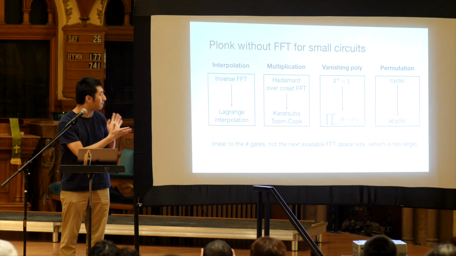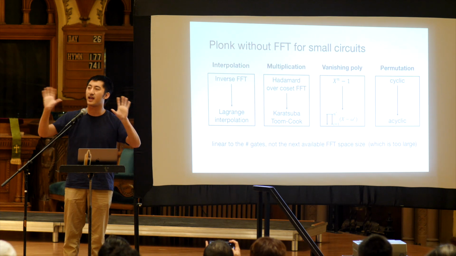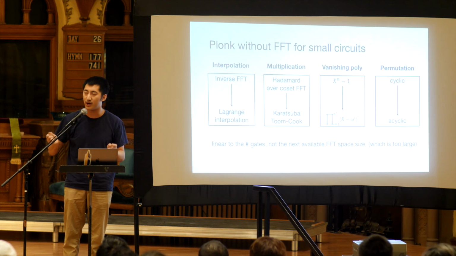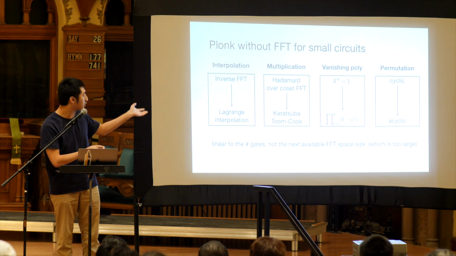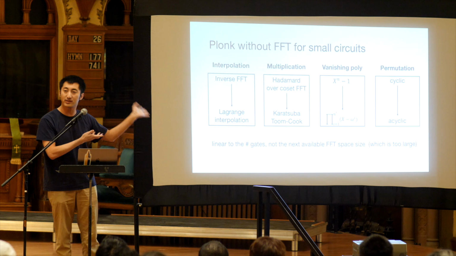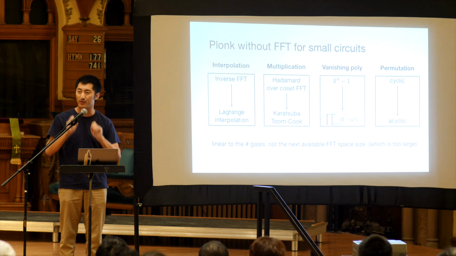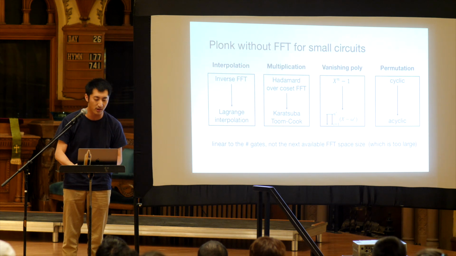Here I just go at a very high level. What you do is replace all the tools in Groth16 and PLONK that require FFT with things that don't require it. You replace FFT with interpolation. You don't use FFT to multiply polynomials. You also try to use a vanishing polynomial that is now very different. And you also change how permutation in PLONK works.